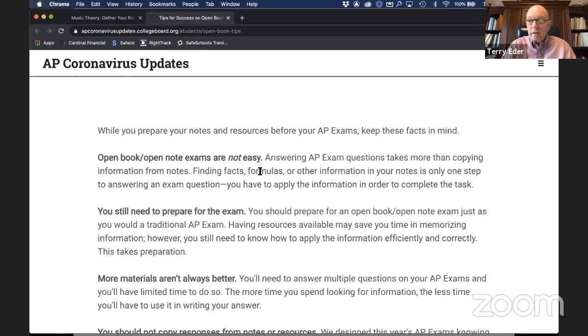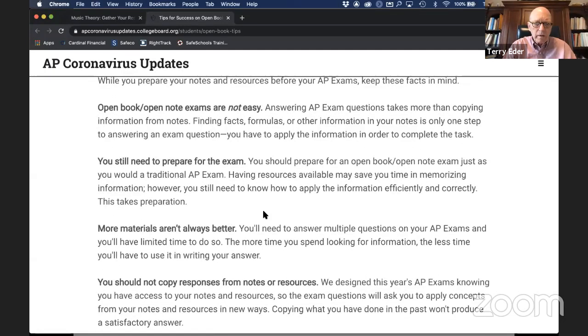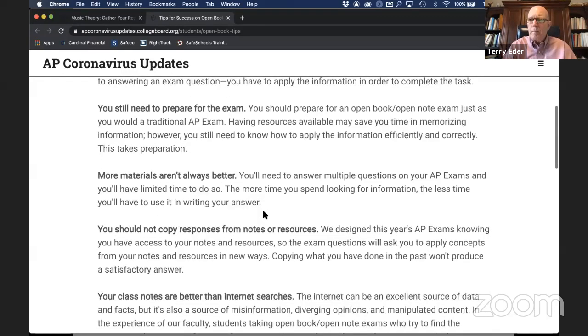Well, the kinds of things that I would suggest that you might have handy are something like those chord matrices that I showed you at the beginning of our talk today. I think probably like the third bolded statement, more materials aren't always better. The more time you spend looking for something, the less time you'll have to use it in writing your answer. That's why I think those chord matrices can be really helpful to you. I'm not sure what else you might want. Maybe you would want a one-page description of part writing guidelines. But at this point, you ought to memorize those things.